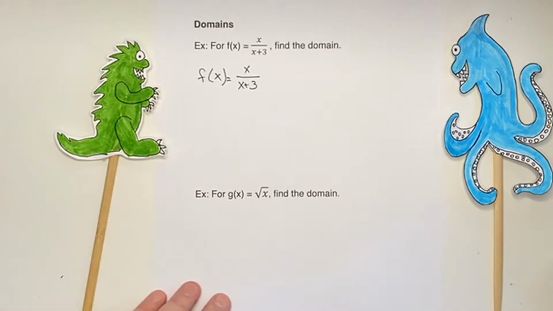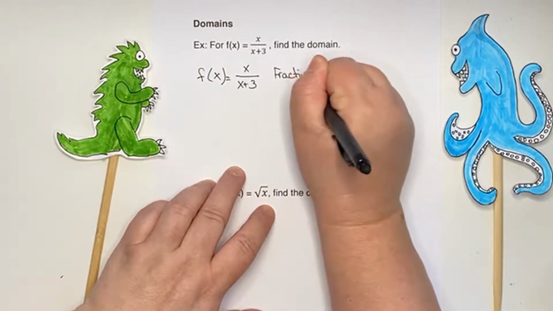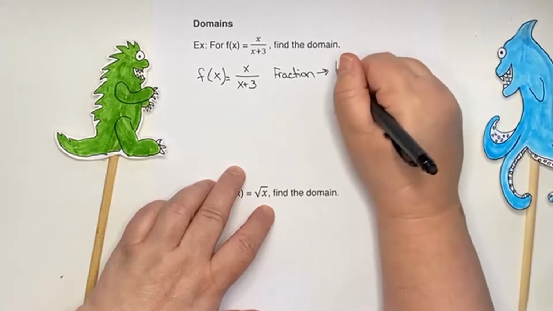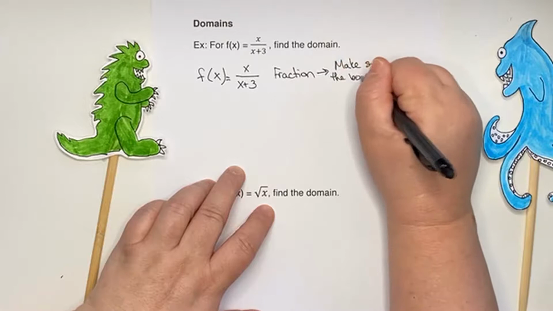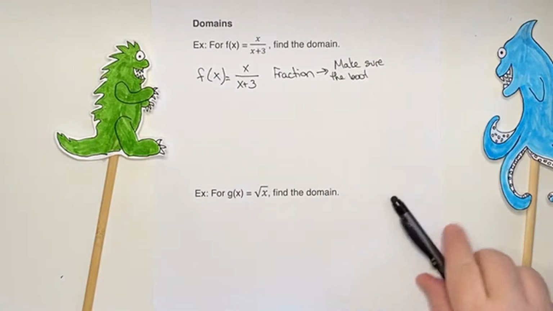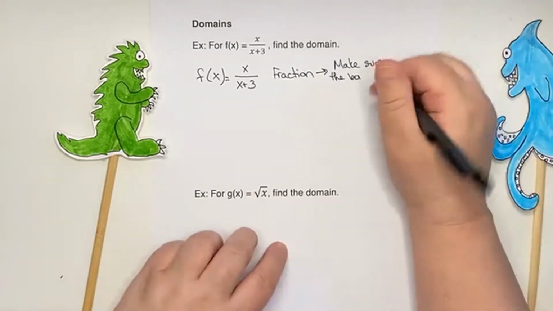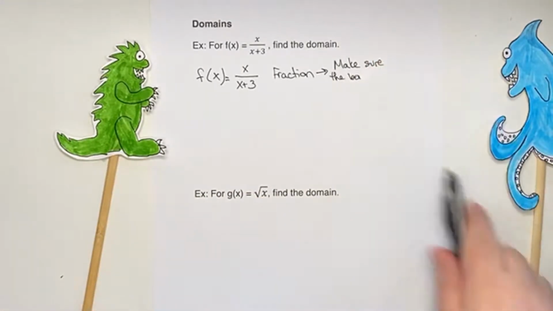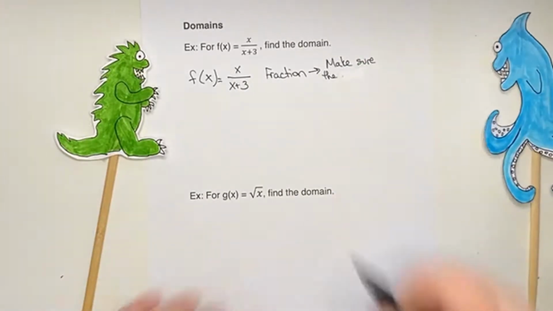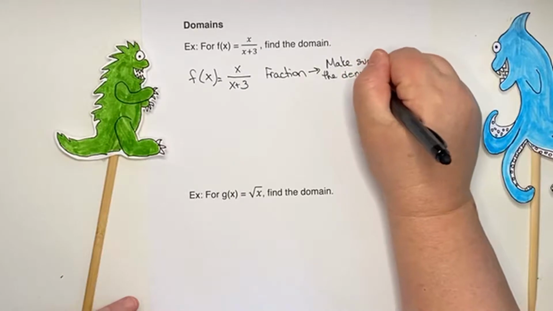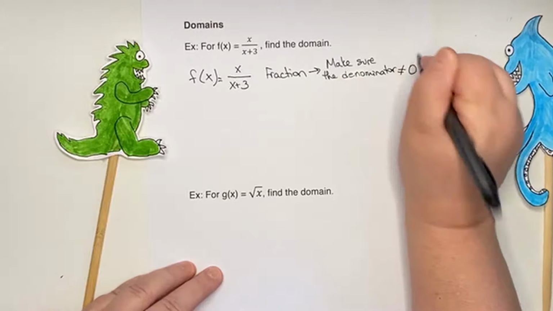And the algebra for this is that we've got a fraction. If we have a fraction, we need to make sure the bottom, the denominator, is not equal to 0.